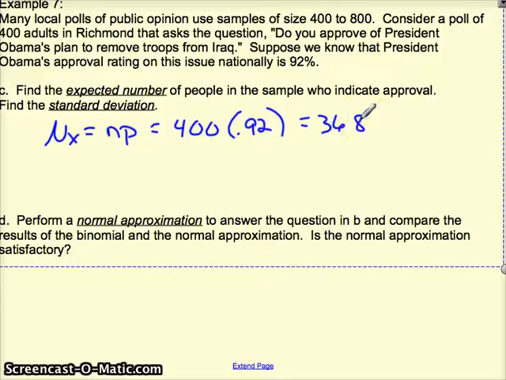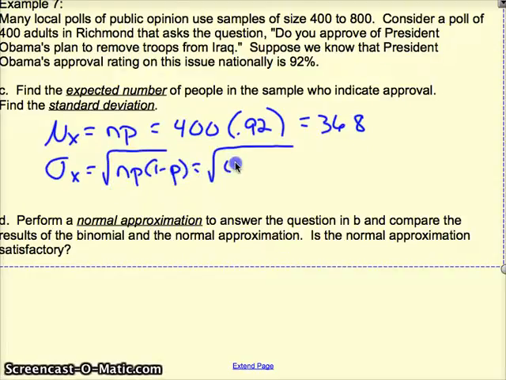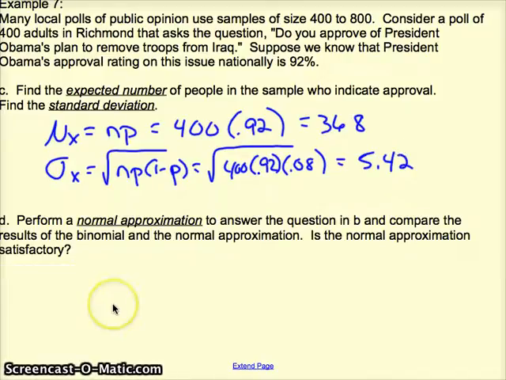368. Now, the standard deviation is an interesting idea. The standard deviation formula was the square root of n, p, q, or 1 minus p, which is the square root of 400 times 0.92 times 0.08, which is 5.42. Well, what does that mean? That means if I took this poll over and over again, I wouldn't get 368. I'd get different answers every time I did. I wouldn't necessarily get the same number of people who approve. There'd be variability in the number of people who approve. So that's a measure of the variability I could expect over any survey.